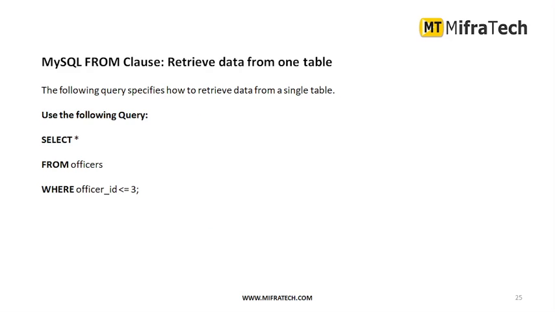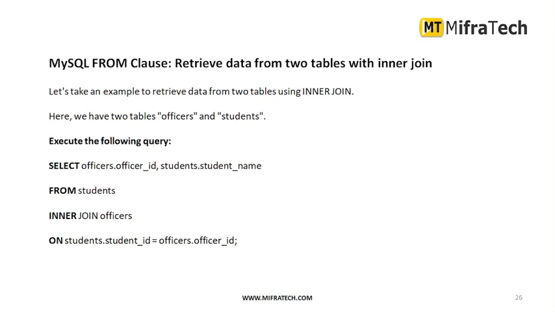Retrieving data from one table using a from clause: select star from officers where officer ID is less than or equal to 3. It will display, from the officers table, the officers where officer ID is less than or equal to 3. Whoever they are, they will be displayed.